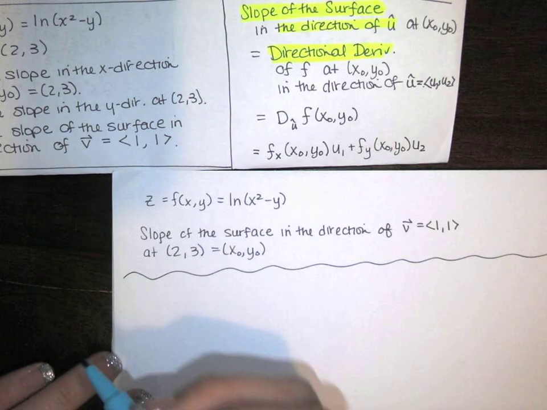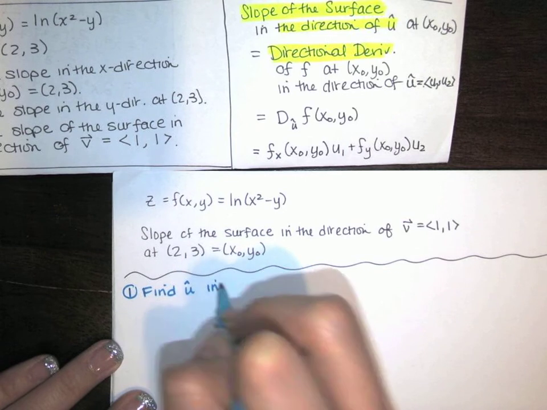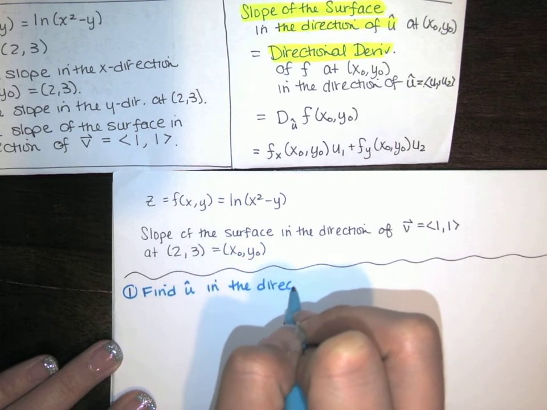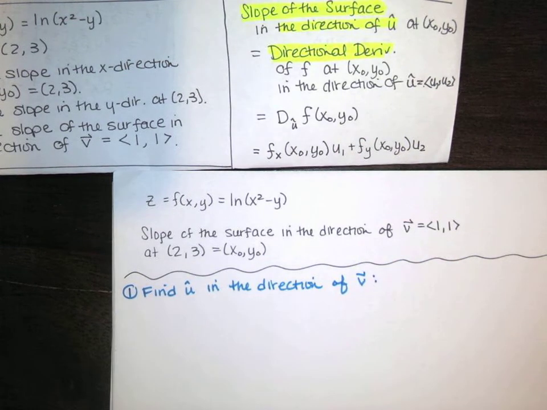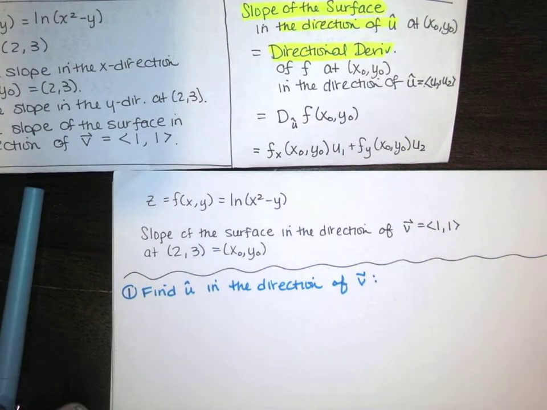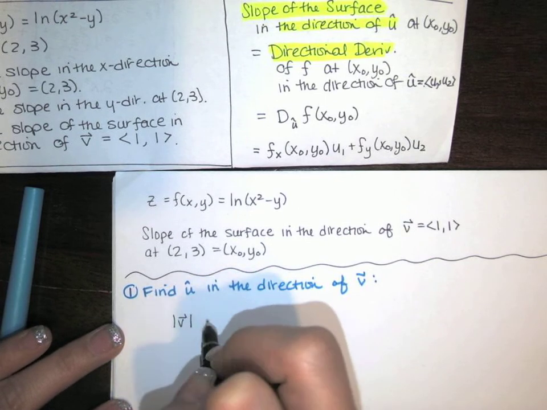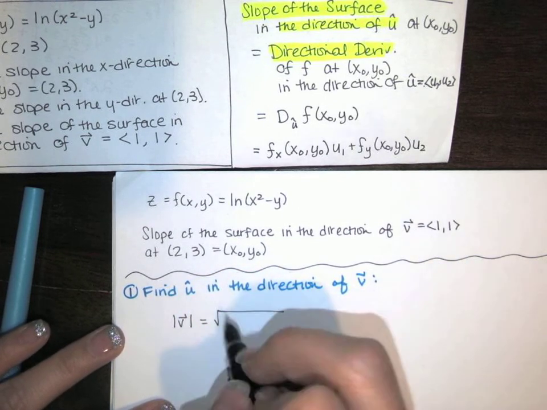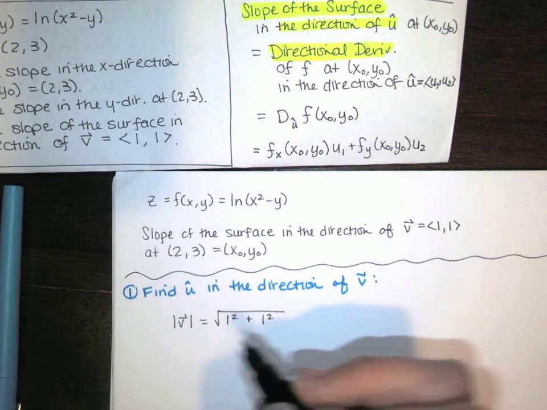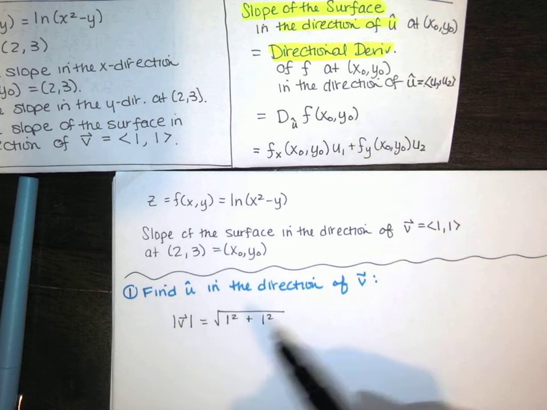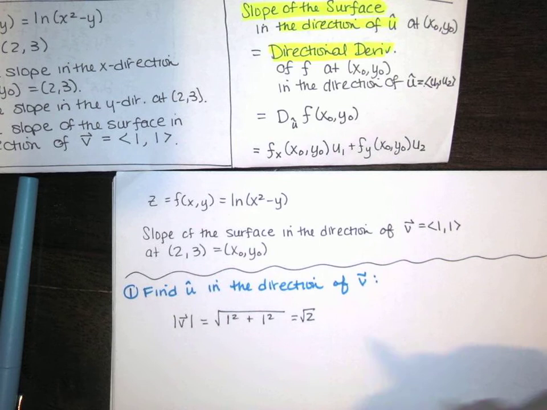So that's our first step. And that's easy enough to do. You just find the length of v and divide by it. So v is a vector with components 1, 1. So its length is 1 squared plus 1 squared, and take the square root. Remember, whenever you're finding the length of a vector, you take the components, you square them, add them, and take the square root. And so we get square root of 2 for our length.